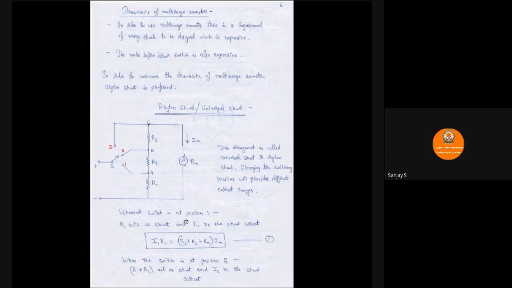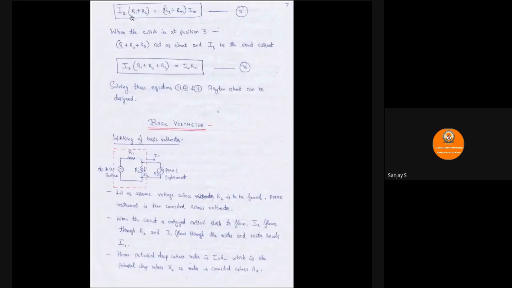So let us see the expressions. When the switch is at position number 1, R1 will behave as shunt. If you equate the voltage drop on both sides, R1 will act as a shunt, and R2, R3 will act in series with your Rm. So if you equate the potential drop, I1 R1 will be equal to R2 plus R3 plus Rm multiplied by Im. This we'll call equation number 1. Next, whenever the switch is in position number 2, the combination of R1 and R2 will act as shunt. So the equation will be I2 into R1 plus R2 equals R3 plus Rm into Im.